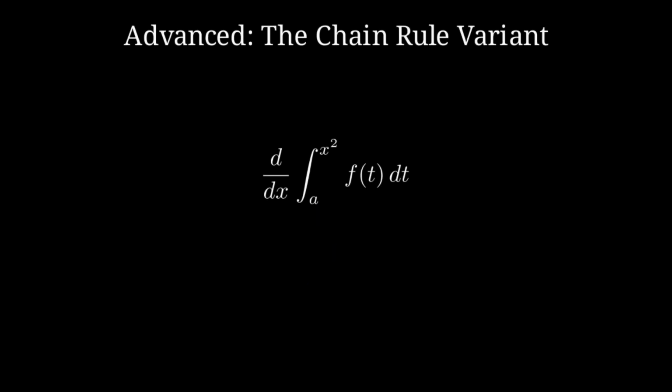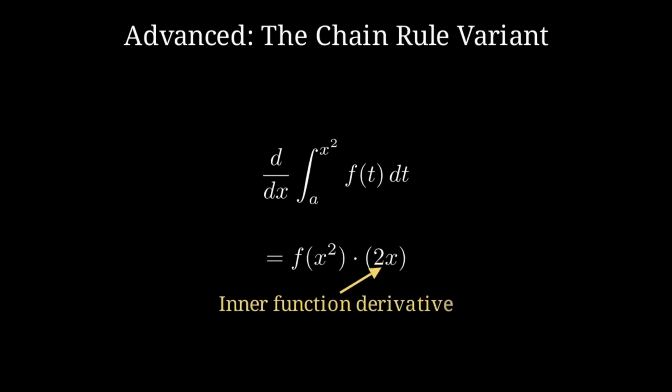What if the upper limit isn't just x, but a function like x squared? We must apply the chain rule. We plug x squared into the function, then multiply by the derivative of x squared, which is 2x.